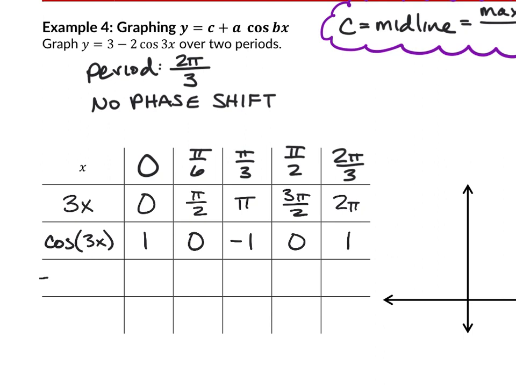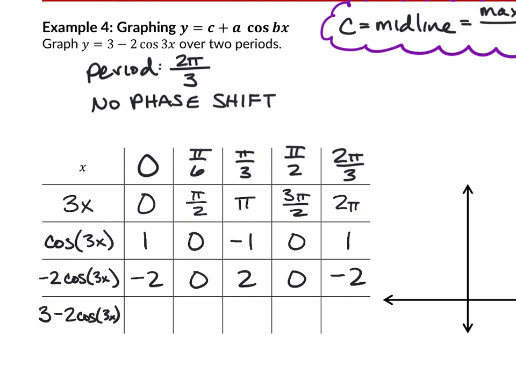But we're going to take that and we're going to dilate it and reflect it. So we're going to multiply that by negative 2, which means this is negative 2, and 0, and 2, and 0, and negative 2. But alas, we have a vertical translation here. We're going to change the midline, which means we're going to take all these values and we're going to add 3 to them. Now, why did I say add 3 when it's in front? Great question. I could rewrite this as negative 2 cosine of 3x plus 3. And that's where we're typically seeing the plus or the minus for these dilations.